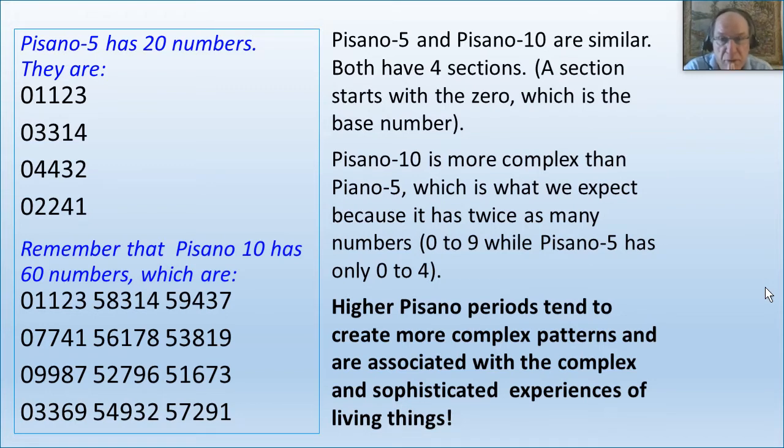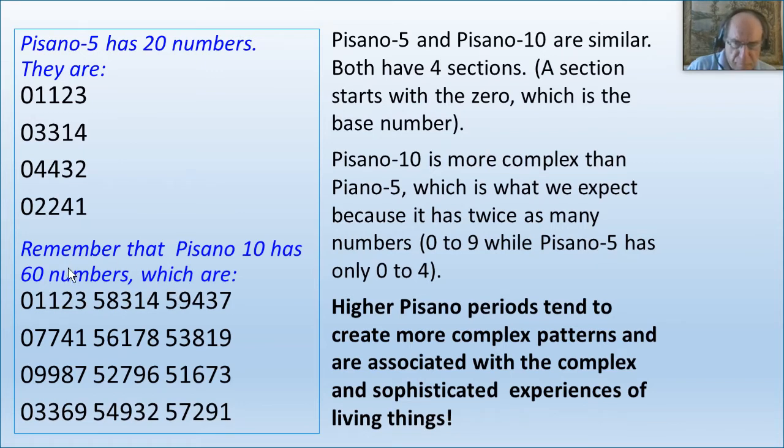Just look at the numbers. Both of them have 4 sections. If we think of a section as starting with 0, each of the 4 sections in Pisano 10 can be subdivided into 3 subsections, because we get the 0, 5, 5. And 5 is half of the 10. It's like a half beat. The 0 is like bum, bum, bum, bum. It's like on. And the 5 is like an offbeat. Bum, bum, bum, bum, bum, bum. It's coming on the offbeat.